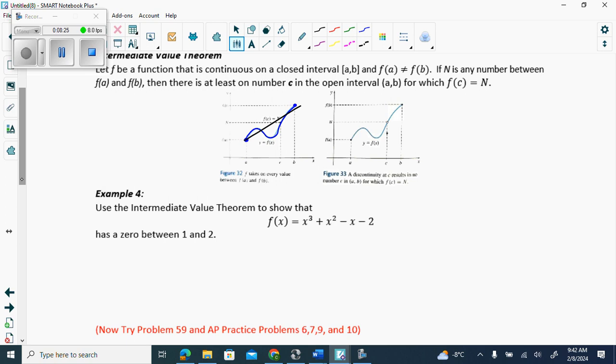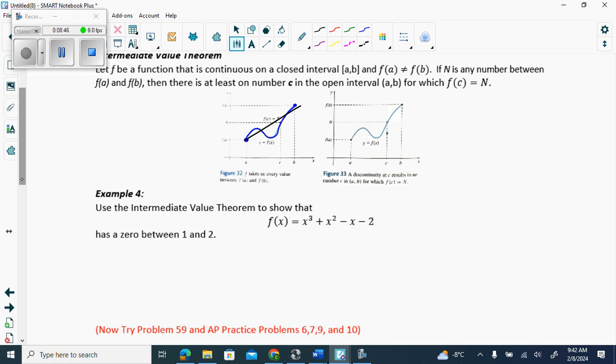I need f of a to be either below or above 0, and then f of b has to be the opposite. Because if that's the case, and this graph is continuous. Now, most people don't do the intermediate value theorem wrong. They don't state it correctly at the end to actually get full marks.